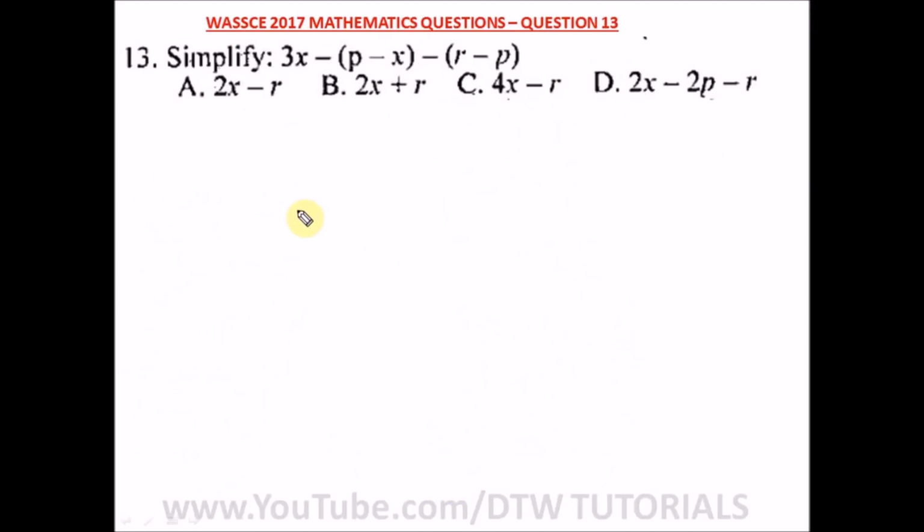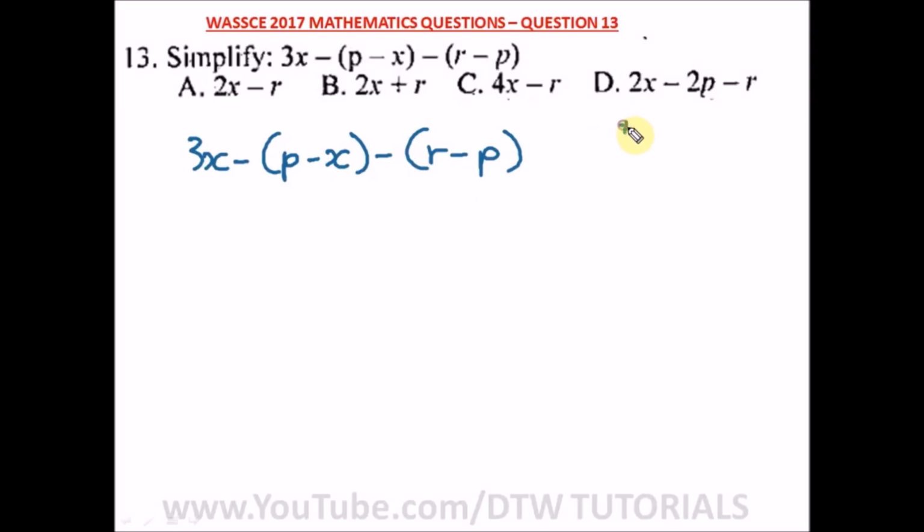Our right option here is option A. Question 13 of our WASSCE 2017 mathematics past question, your WAEC 2017. It says simplify this: 3x minus bracket p minus x bracket minus bracket r minus p. So this simplification is just you playing around with your signs. So please, you must know how your signs function.